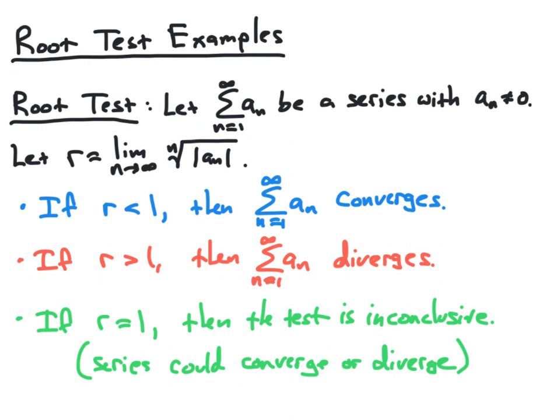If the value of r is less than 1, then our series will converge. If our limit r is greater than 1, then the series will diverge. And if the limit r is actually equal to 1, then our test is inconclusive. There are examples where this value of r will be 1 and the series will converge, and there are examples of series where the value of r will be 1 and the series will diverge. When we get r equal to 1, this is an indication that we need to use some other test to analyze our series.